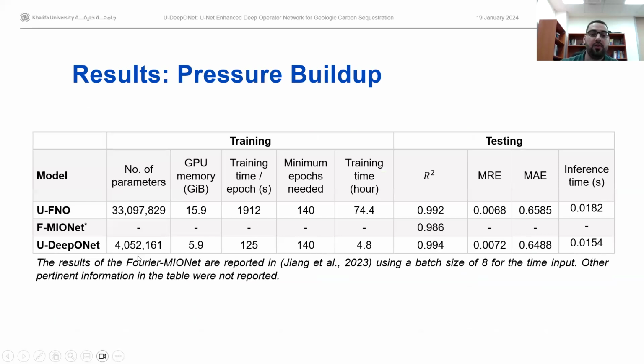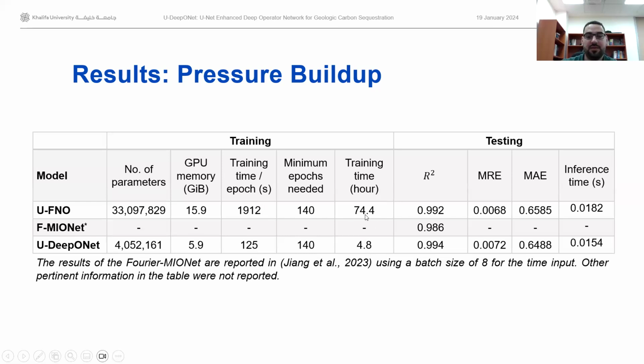Here we needed to use a slightly bigger model with 96 channels, as I mentioned earlier. The UFNO maintains the same number of trainable parameters, 33 million. The U-DeepONet has only 4 million. It's reflected in the GPU memory usage. As for the training time, the U-DeepONet takes only about 125 seconds per epoch compared to 2,000 seconds for the UFNO, which is reflected in the total training time.